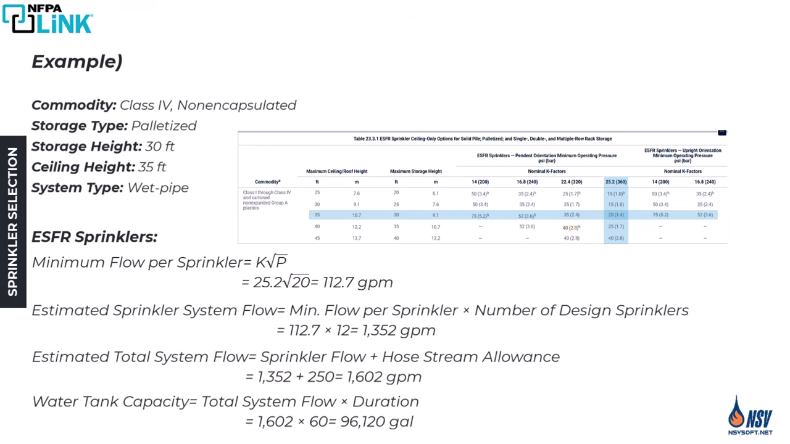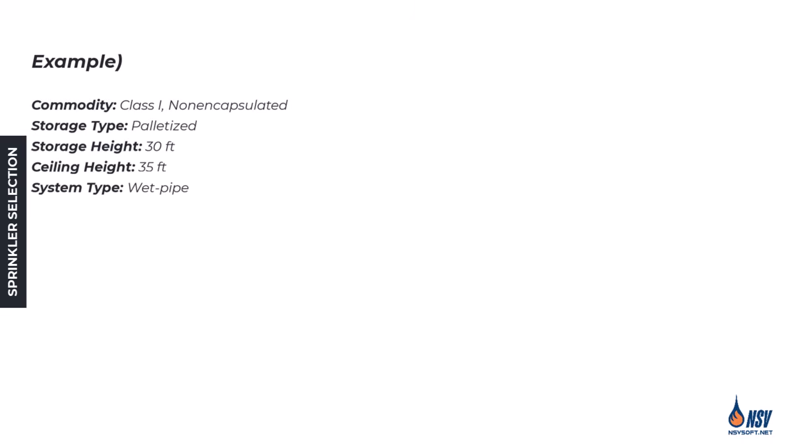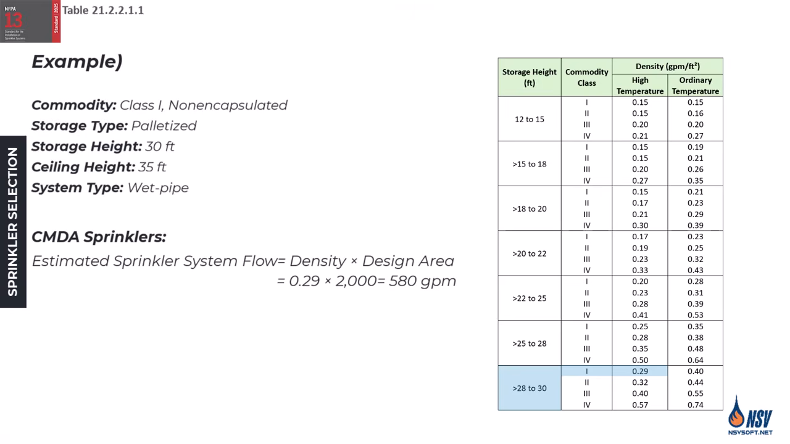96,120 gallons. As demonstrated, using ESFR sprinklers reduces the system demand for this scenario. Now let's assume the commodity is Class 1. For a CMDA sprinkler system, the design density changes to 0.29 gallons per minute per square foot, and the sprinkler demand drops to 580 gallons per minute.